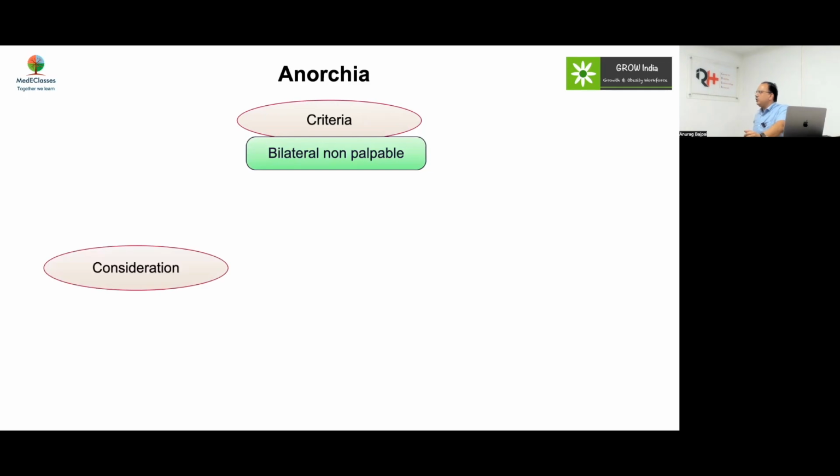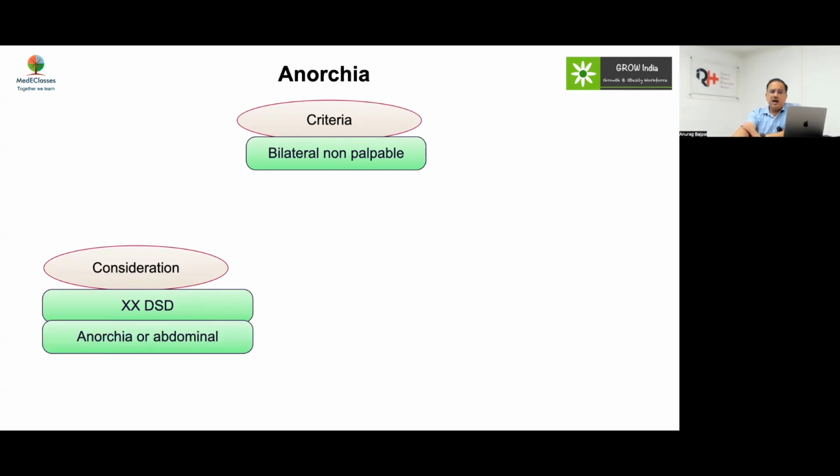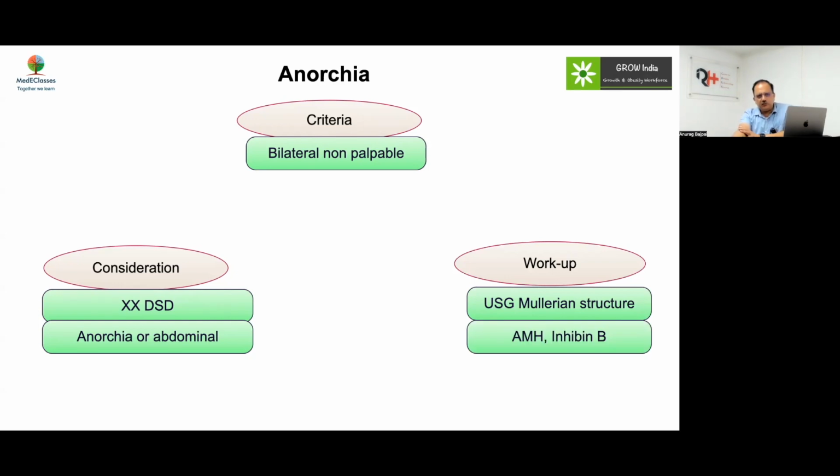So for bilateral non-palpable testes, considerations are of course that this could be an XX DSD. So the first time somebody comes to you with bilateral cryptorchidism and micropenis, the first thing you have to do is to look at an ultrasound for Mullerian structure. And second is whether it is anorchia or you may have an abdominal testis. Now, workup should include ultrasound for Mullerian structure, and as we discussed for undescended testis, you should always look at AMH and inhibin B. If you have undetectable AMH and inhibin B, it would indicate that it's an anorchia. You don't need to worry.